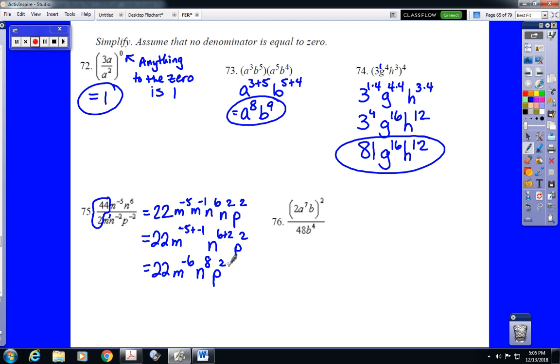Now, we're very close here. The only problem is this negative exponent has to be pushed back down. So that would be 22, n to the 8th, p to the 2nd, over m to the 6th.